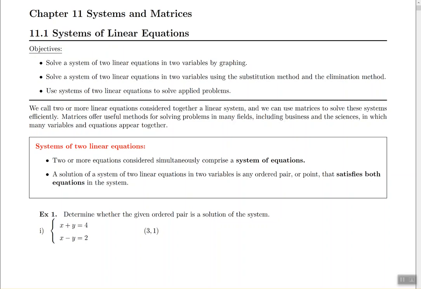So chapter 11 deals with systems and matrices. In this chapter, I'm going to remind you how to do systems of equations, how to solve them, how to graph them, how to do elimination and substitution method. And then we're also going to talk about matrices, which are other ways of solving the systems of equations.